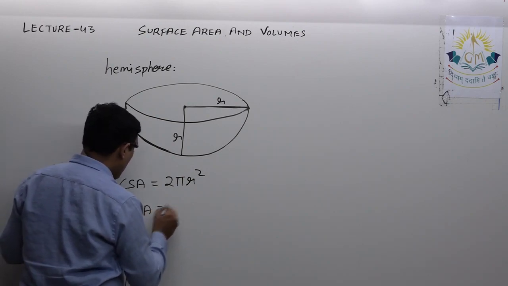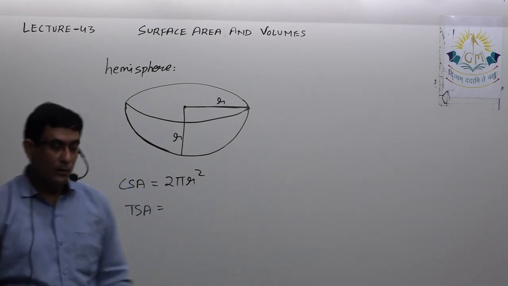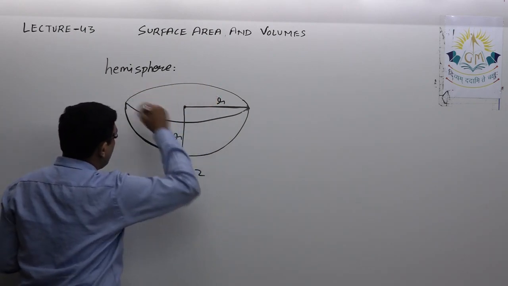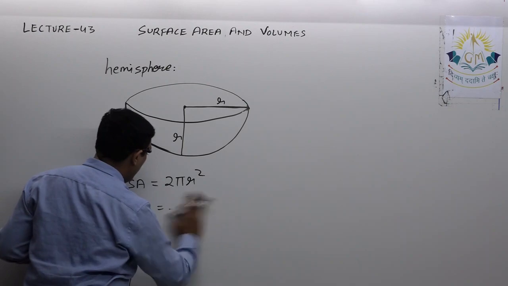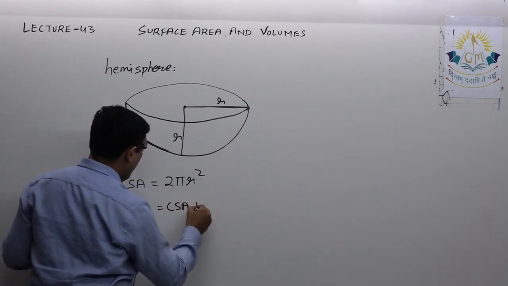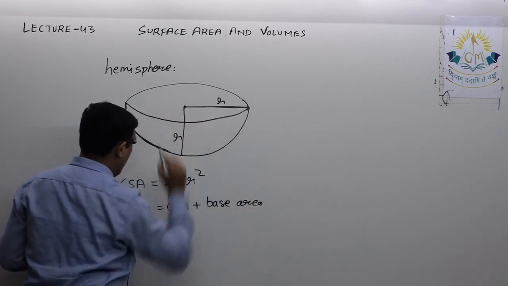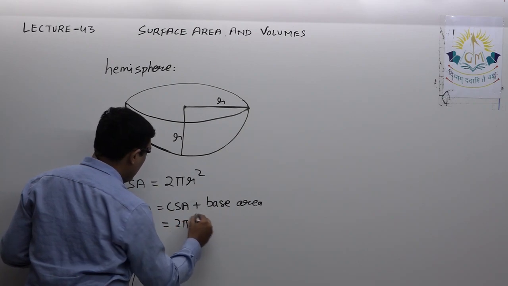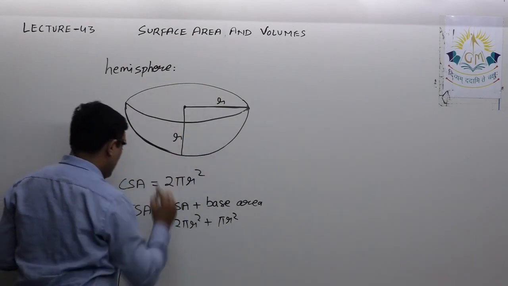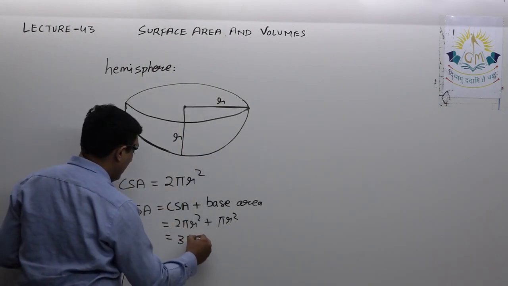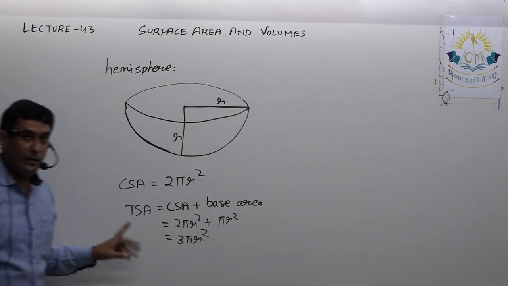Now, here we also have total surface area because it has one more surface which is not curved. Okay, and this is that surface, and this is in the shape of a circle, and its area is pi r square. So here I write TSA is CSA plus base area. If I say this is the base, so 2 pi r square is its curved surface area, and the base is in the shape of a circle, so its area will be pi r square. That means for a hemisphere, total surface area is 3 pi r square.